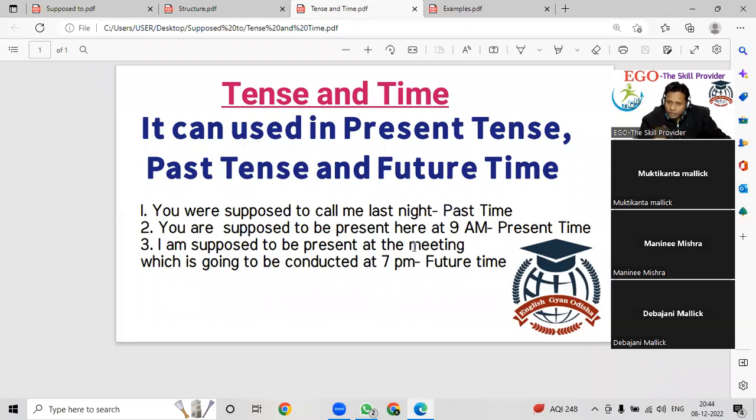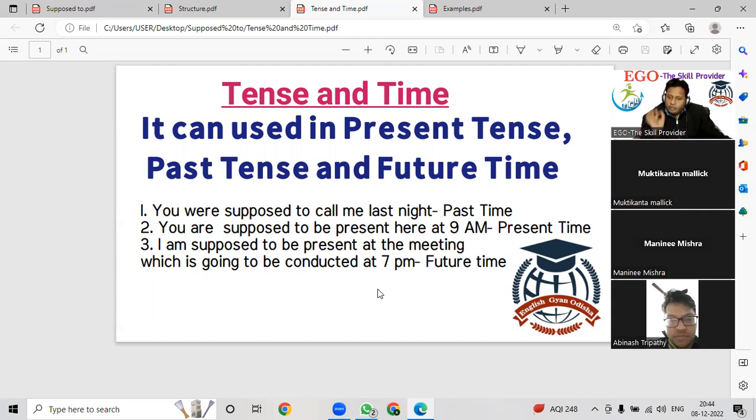So it is just what you are talking about now, because you are here. And the third thing I would like to include: I am supposed to be present at the meeting which is going to be conducted at 7 p.m. That's future time. Suppose by 5 o'clock you say I am supposed to be present at the meeting which is going to be conducted at 7 p.m. So whether it is past tense, future time, or present tense, in all the things you are supposed to use something called supposed.